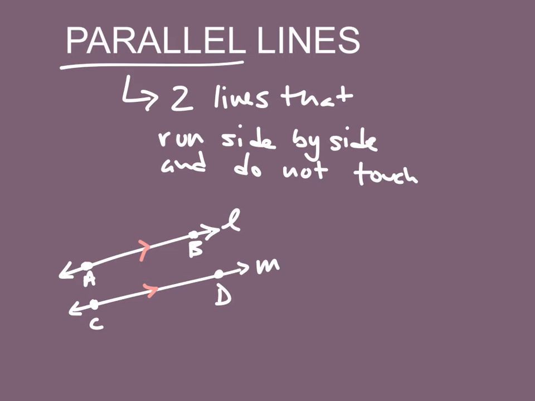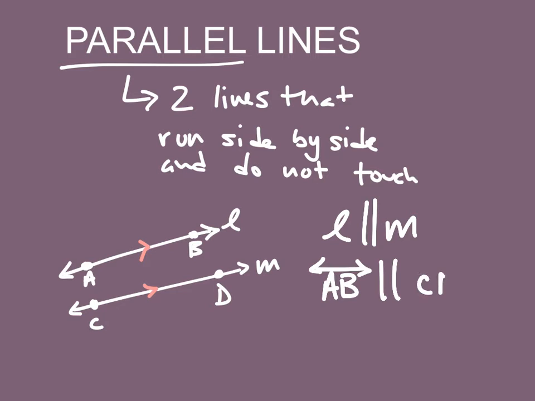All right, now I can write this a couple different ways. I could say that line L is parallel to line M. Or I could say that line AB is parallel to line CD. It doesn't really matter how you write that, but that's what you want to say.